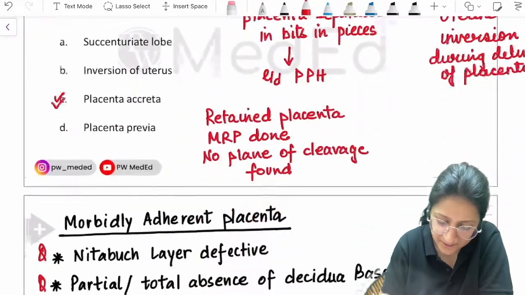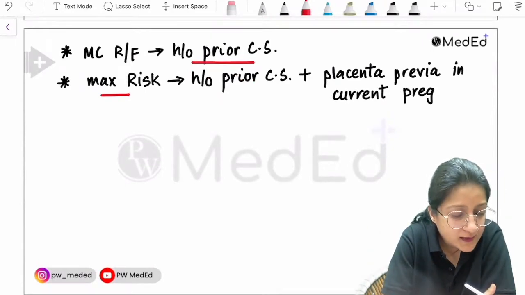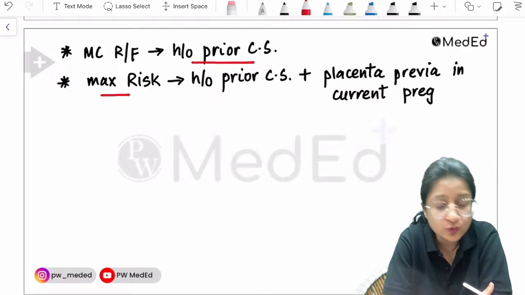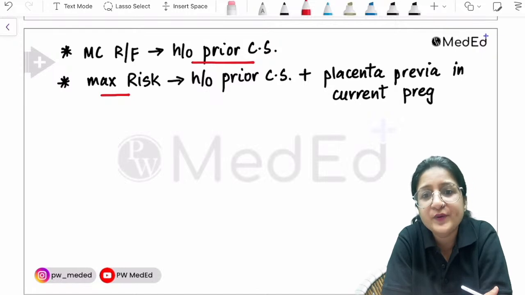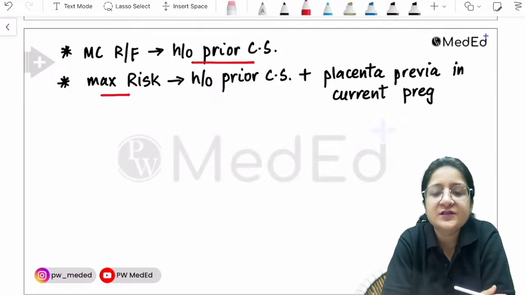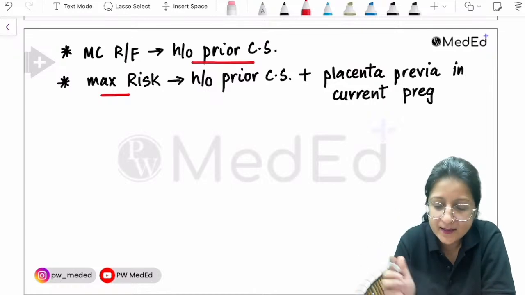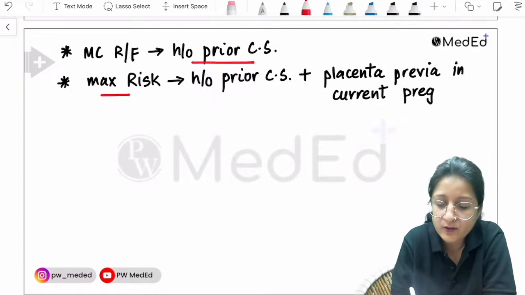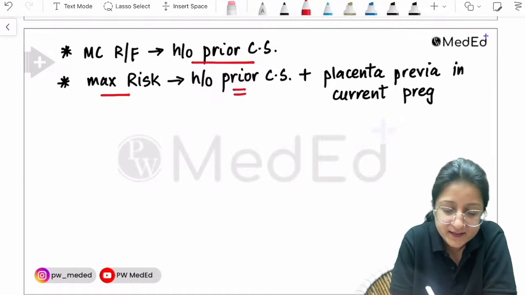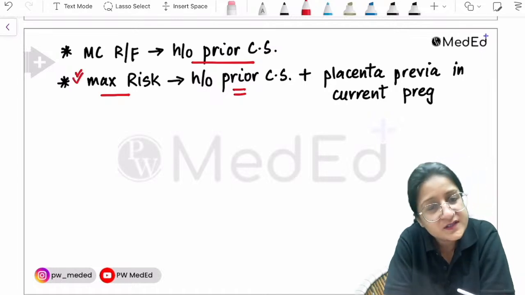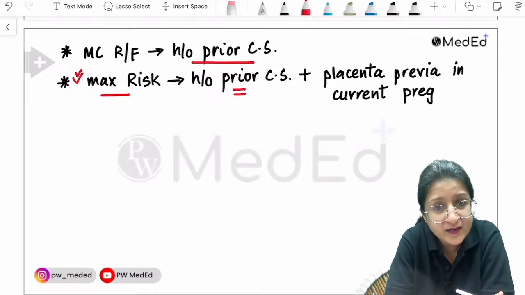Now, when you were asking about MRI for diagnosis: the diagnosis of placenta accreta or morbidly adherent placenta in the antenatal situation, that means the woman is pregnant. Let's take an example: a woman is pregnant right now, she has a history of previous cesarean section, and she has placenta previa in the current pregnancy. This situation is given to you. Now you know that this is a maximum risk candidate for having a morbidly adherent placenta.